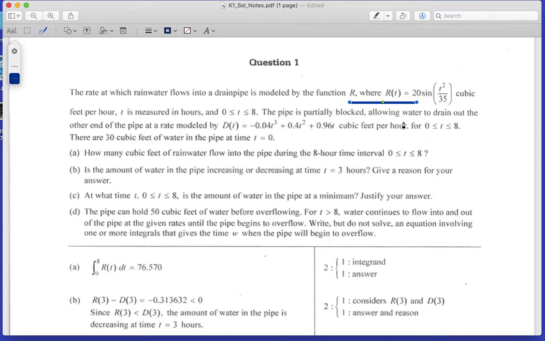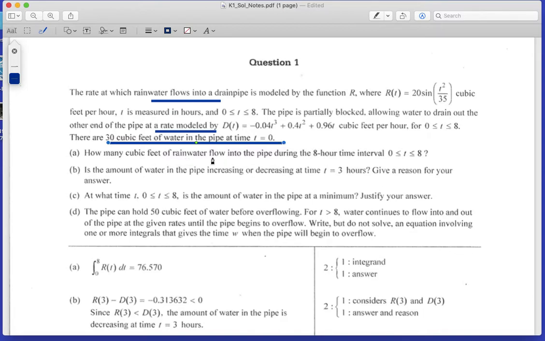The pipe is partially blocked, allowing water to drain out at a rate. So they're giving us two rates. R is the rate at which rainwater flows in. D is the rate at which it flows out. Both of these are from 0 to 8 hours, and they give us an initial condition, 30 cubic feet of water in the pipe at time equals 0. So we've got one amount at some beginning time, and we've got two rates, one going in, one going out.